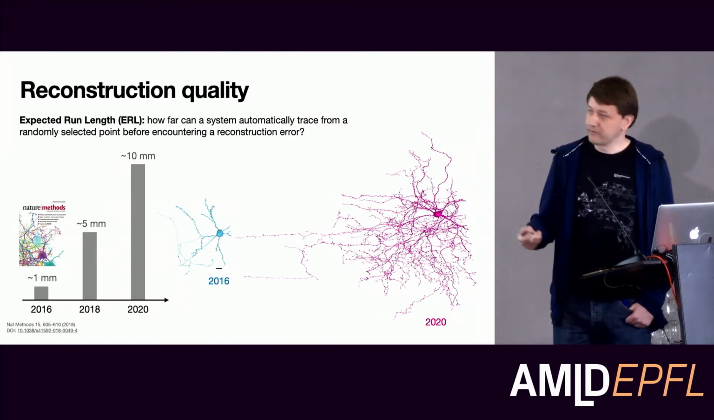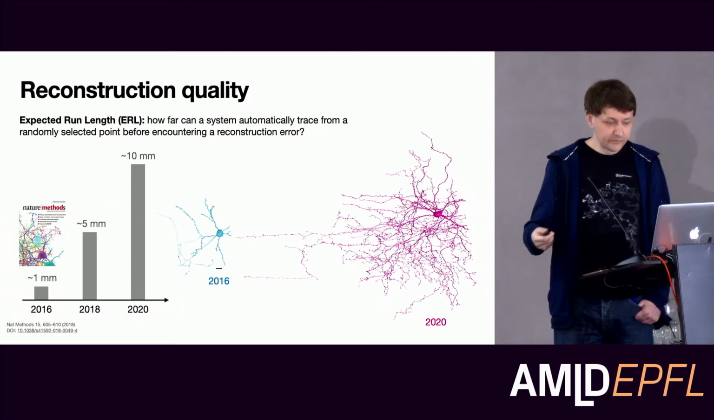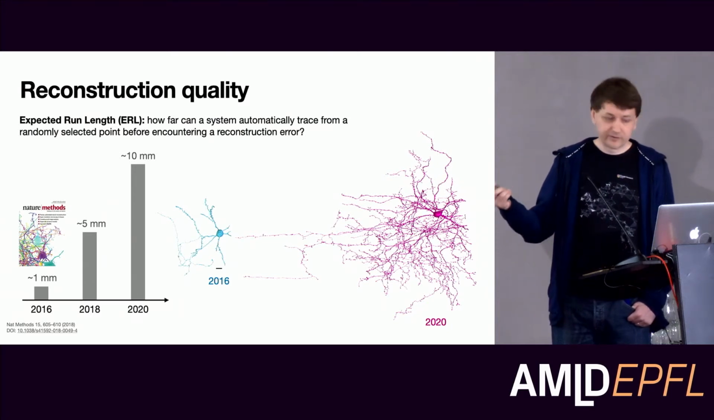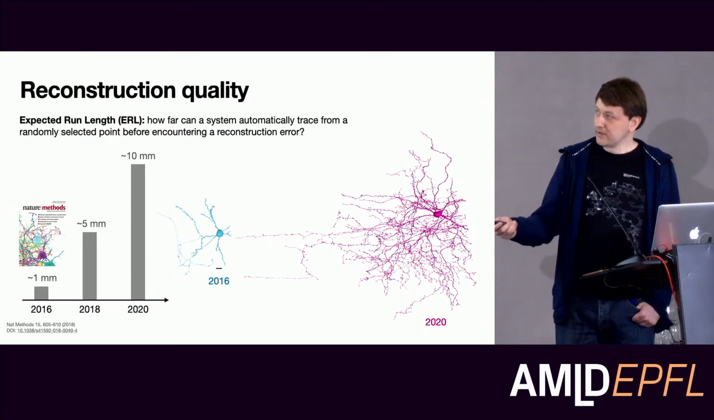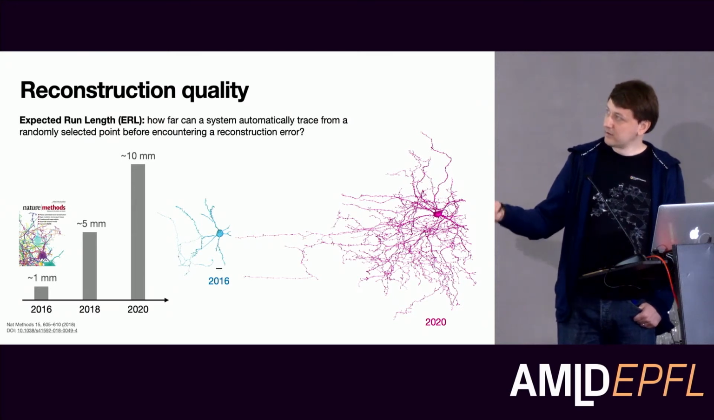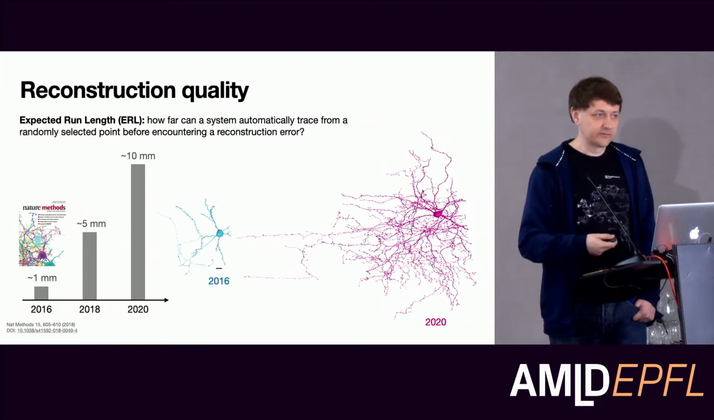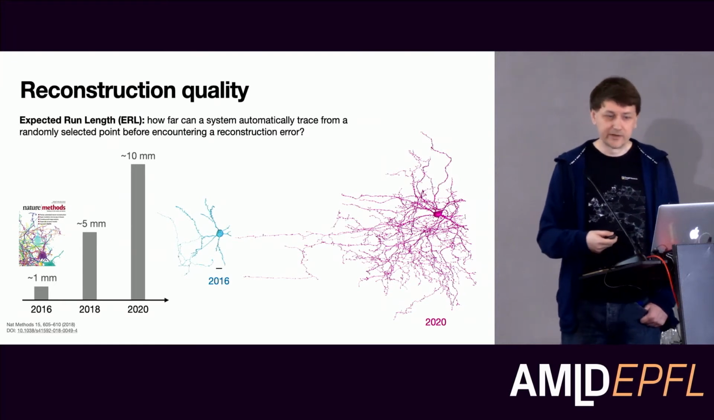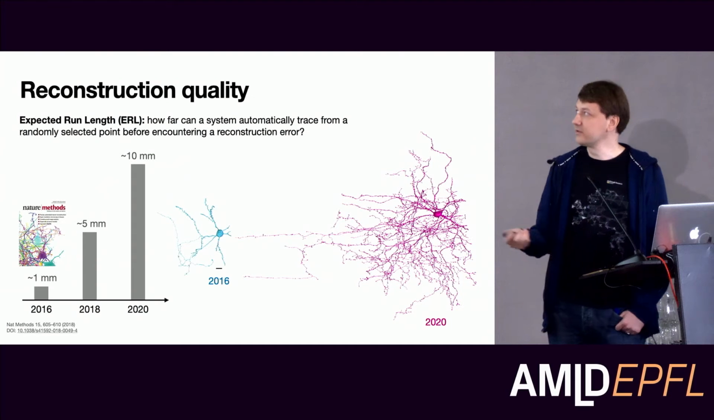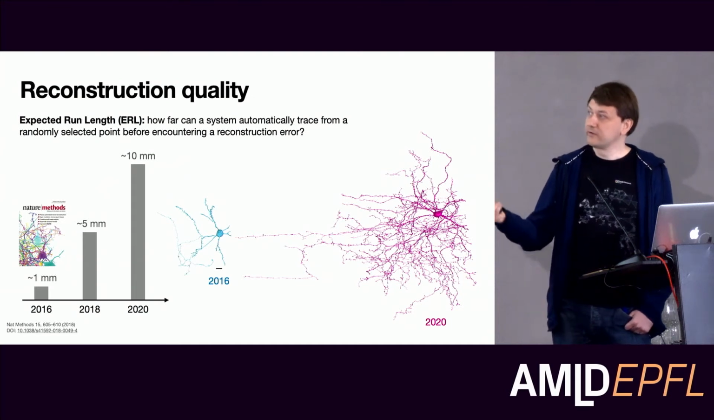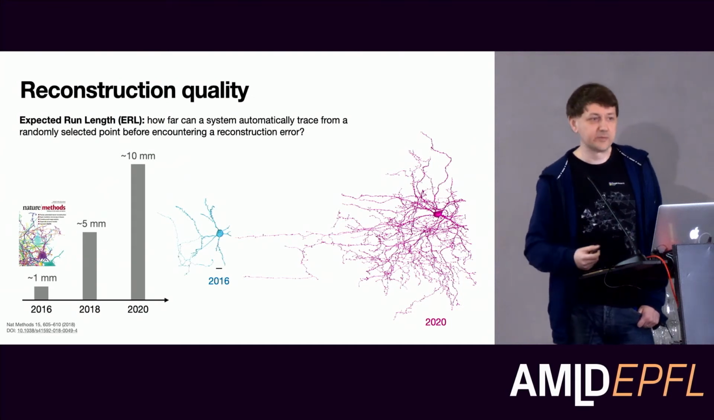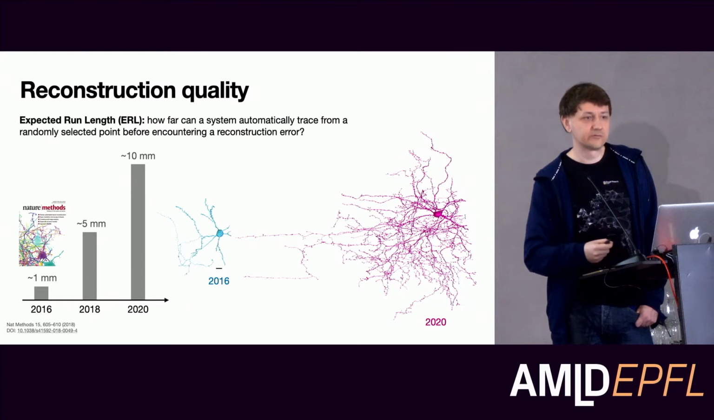So when we were starting already with those kind of improvements that we have made, we were at an expected run length of about 1 millimeter. So this is this blue neuron on the left. Since then, through various optimizations, we were able to boost it by about 1 order of magnitude, so around 10 millimeters. And visually, the difference between 1 and 10 is something like this. So we are now able to trace much larger and more morphologically complex neurons without making mistakes.